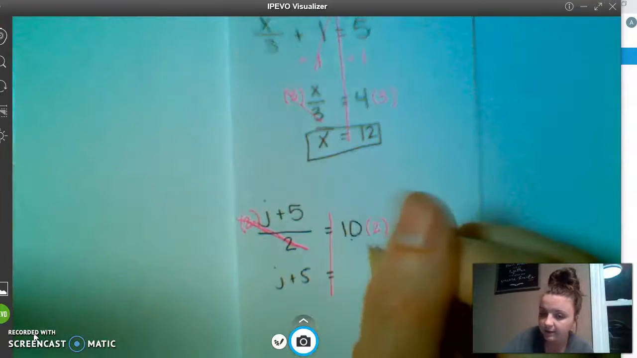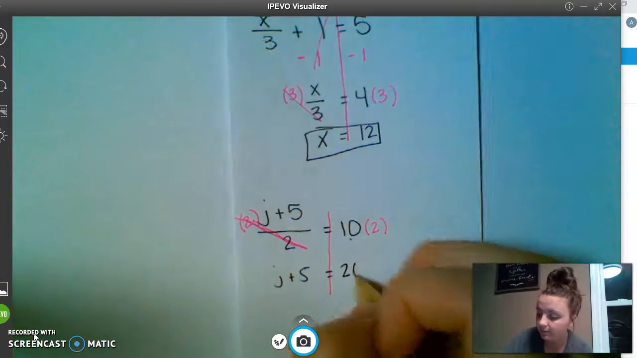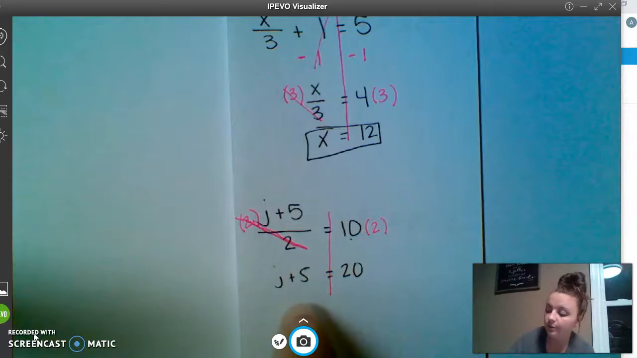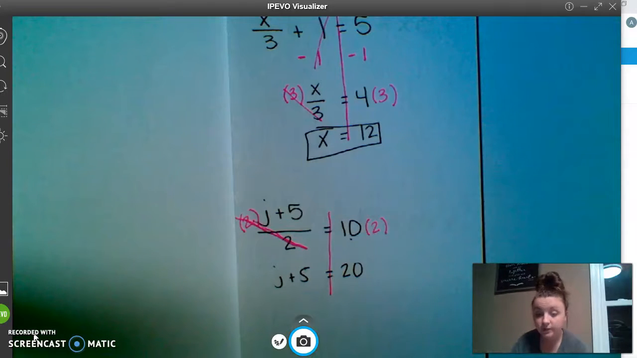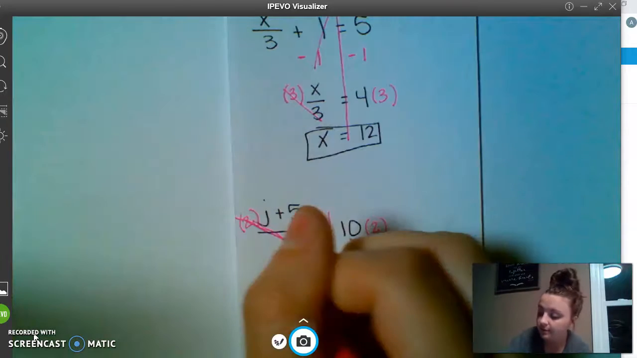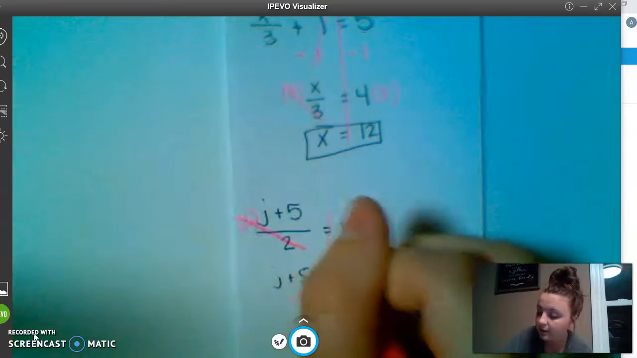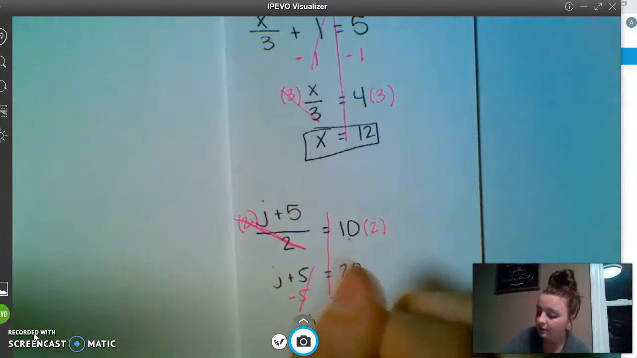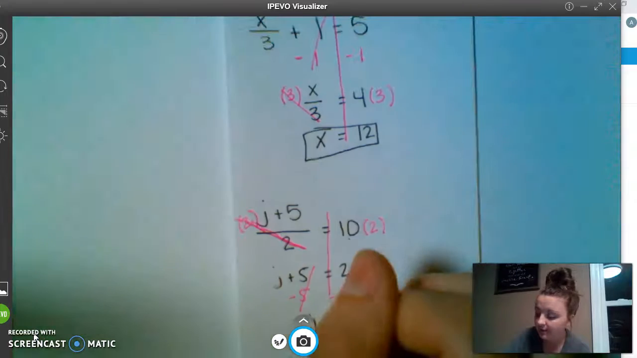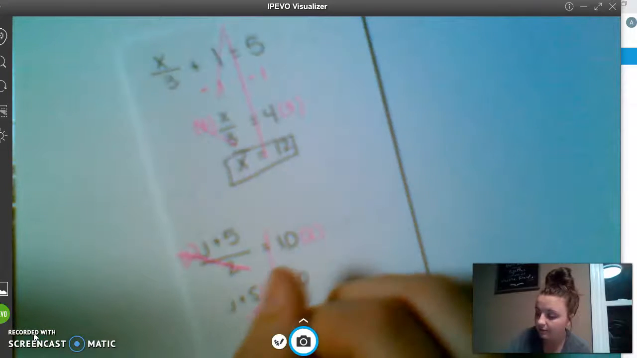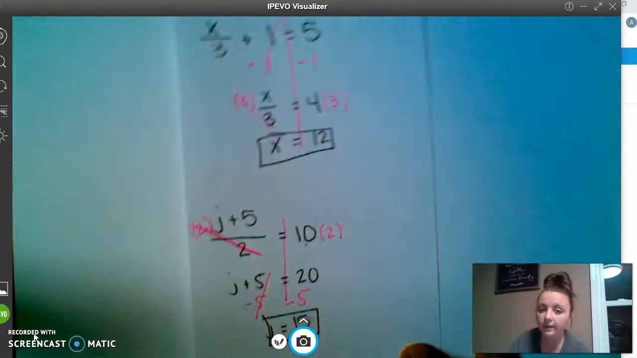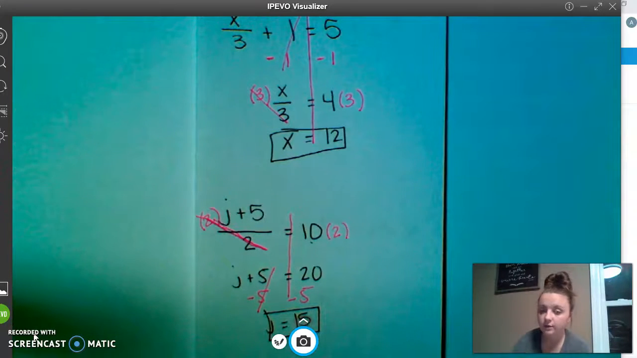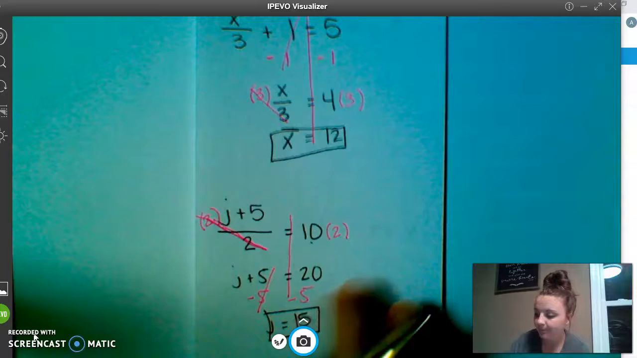And that equals, well, 10 times 2 is 20. Well, I've almost got j by itself. To undo plus 5, what do we do? We subtract 5. So I'm going to subtract 5 on both sides to keep that equality. So j equals 20 minus 5 is 15. So j equals 15. So that was just a quick reminder on how those two equations are totally different from each other. If you still need more practice, email me.